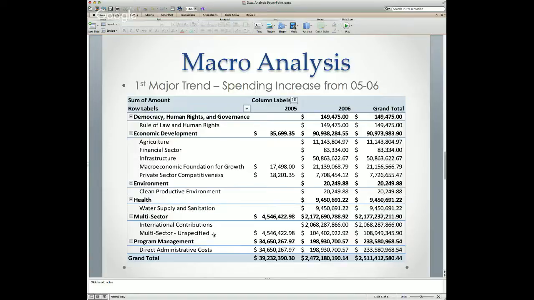So I did a little outside research, and I found out that the reason there was such a large increase was primarily due to debt relief for Iraq and Nigeria and emergency aid to the Indian Ocean tsunami hit countries.